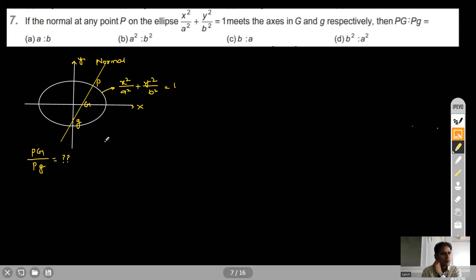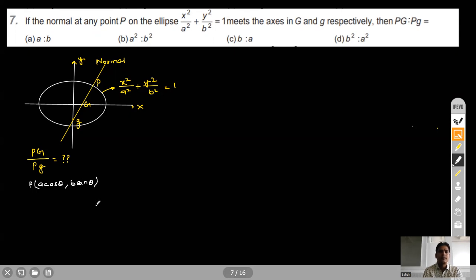Okay, so let me assume this point P in parametric form, right? That will be helpful. In general, if we have to assume any point on the curve, we normally prefer the parametric point. This makes our life a lot easier than assuming the point to be x1 and y1, because in parametric form we generally have only one unknown, which is theta. In Cartesian form, we assume the coordinates of P as x1 and y1, so there are two unknowns. In parametric form there is only one unknown, so we generally prefer that. Okay, so I will assume the point P as a cos theta, comma b sin theta.